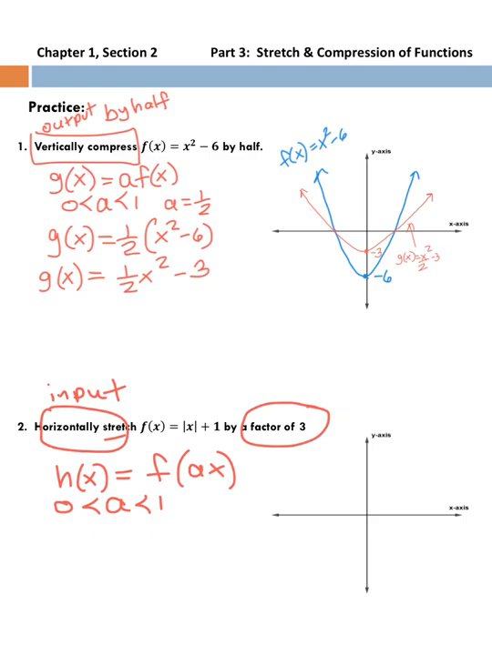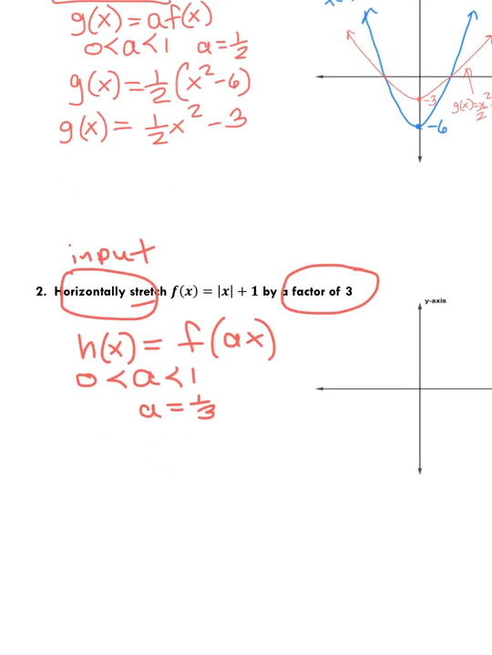So if we're stretching by a factor of 3, that means that stretch factor a is going to equal 1/3, because it has to be a fraction to get that wider. It has to be a fraction here in order to get that wider stretch in the horizontal dimension. Okay, so if we take a look at our function here, we're going to take our h of x, and anywhere where we see an x, we're going to be replacing it with 1/3 x, because we're going to be evaluating f of 1/3 x.